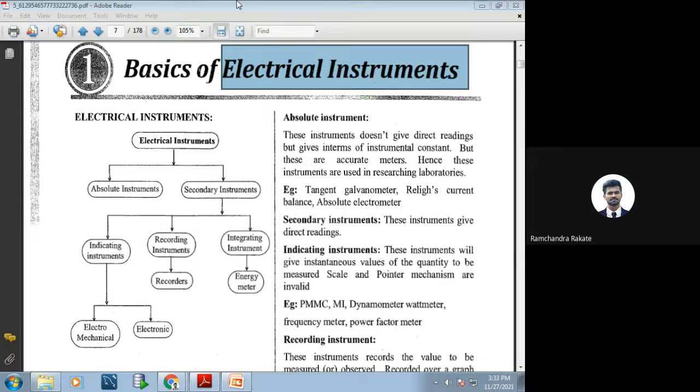First we will start with the typical tree diagram, which consists of all the absolute and secondary instruments. So what do you mean by absolute? What do you mean by secondary? We'll go into the detail. Correct.